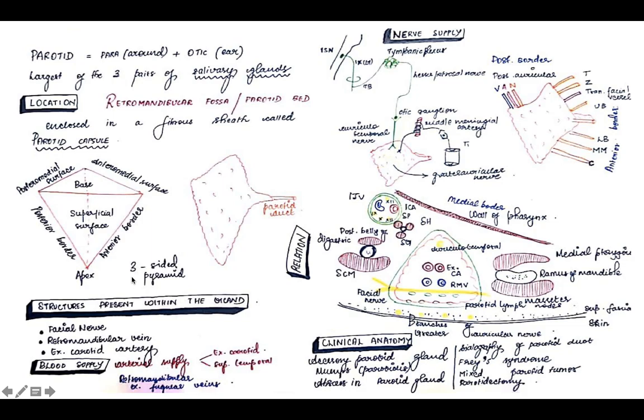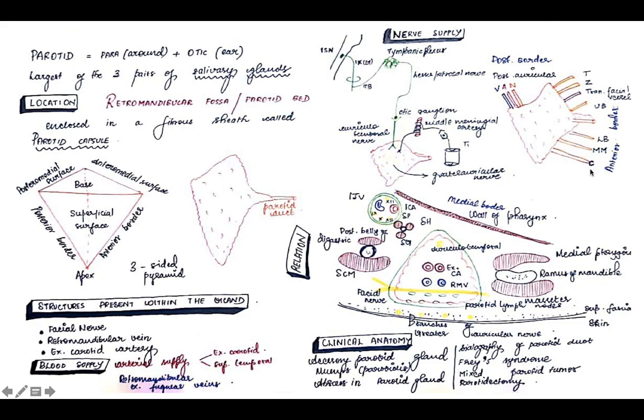Externally, the parotid gland resembles a three-sided pyramid with four surfaces, three borders and an apex. The four surfaces are the posteromedial surface, that is this surface, the anteromedial surface, the base and the superficial surface. Then the borders are the posterior border, the anterior border, and this border over here is the medial border. Then we have an apex. So now let us move on to the relations.